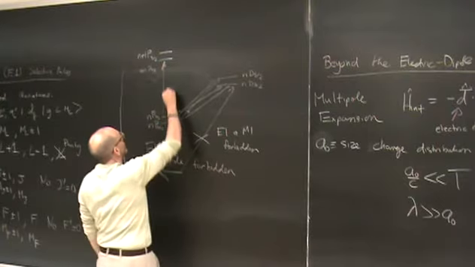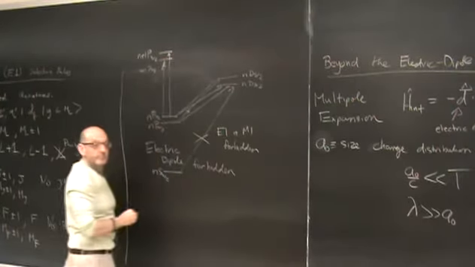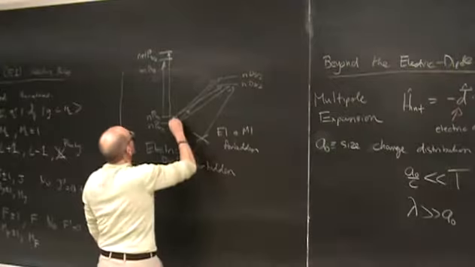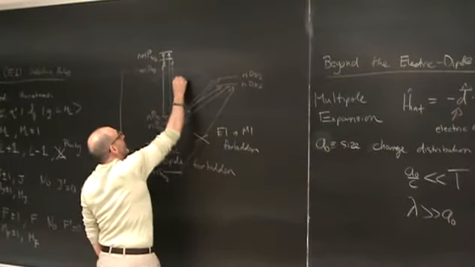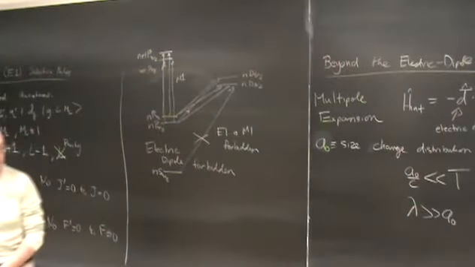And similarly, I can go here, right? And I can go here, go here. These are M1 allowed. Okay.